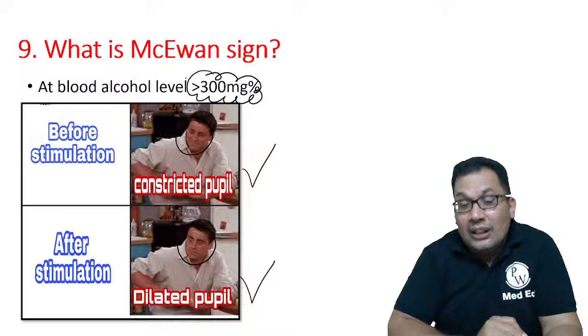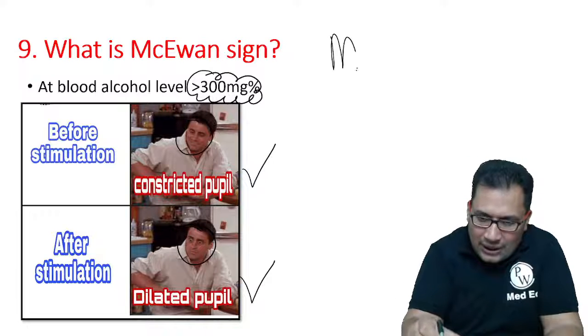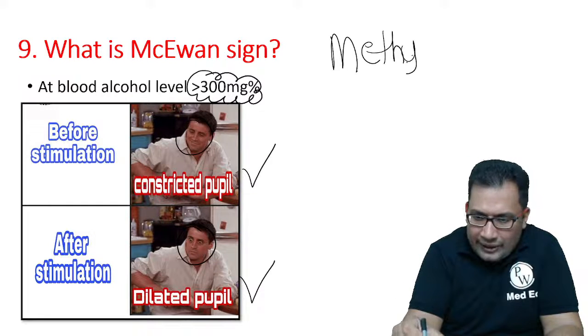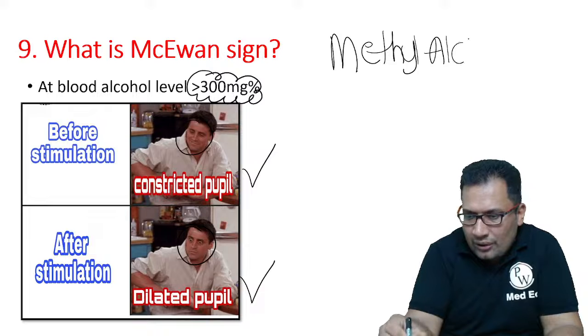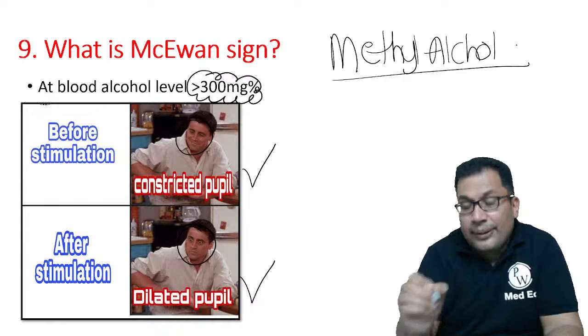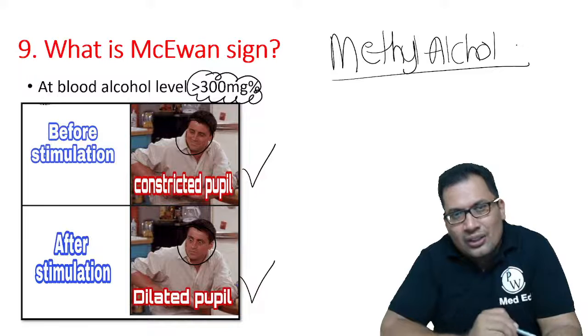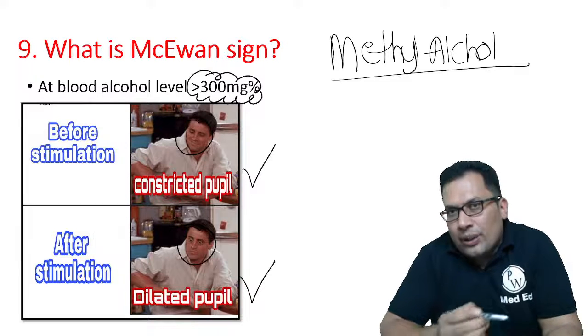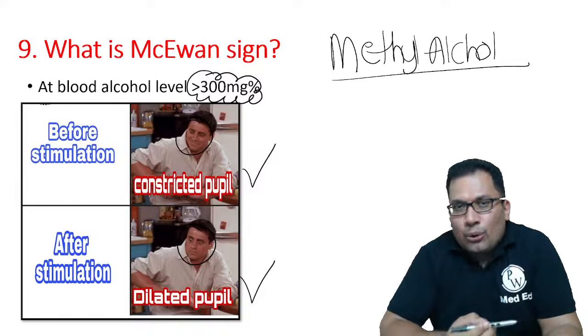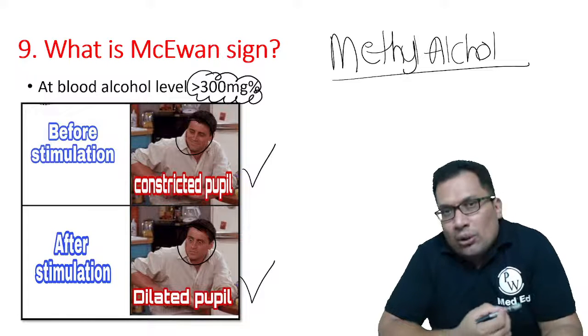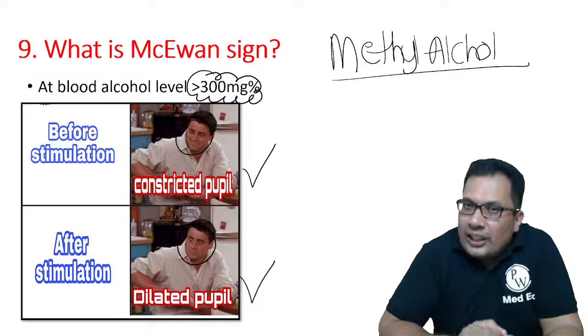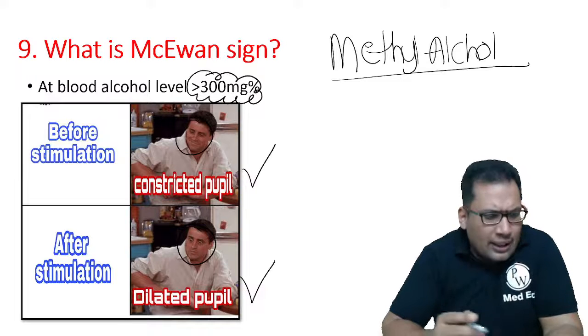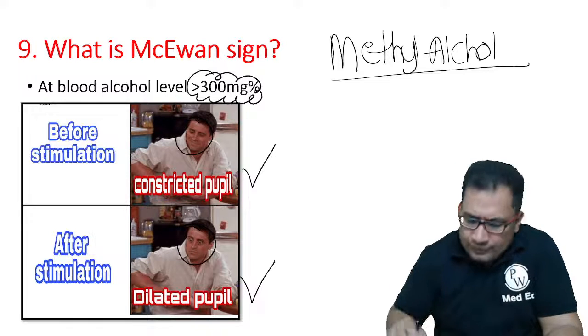Here the question can be asked: what is the treatment of methyl alcohol poison? The question can also be asked: what is the fatal dosage? What is the fatal period? What are the postmortem findings? Or the question can be asked about ethylene glycol, treatment of ethylene glycol poisoning. All these related questions can be asked in your exam.